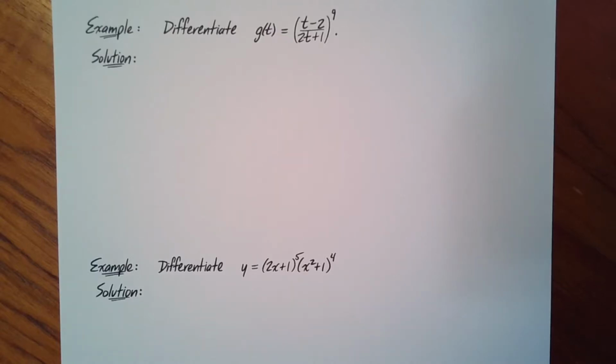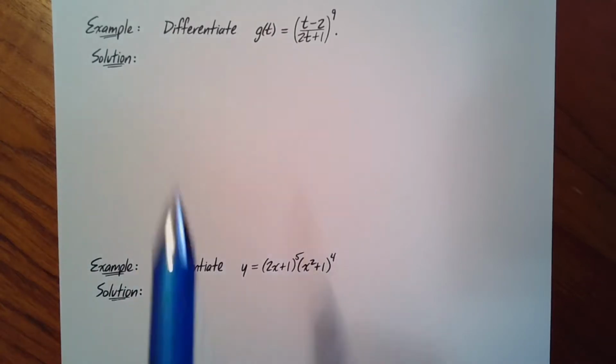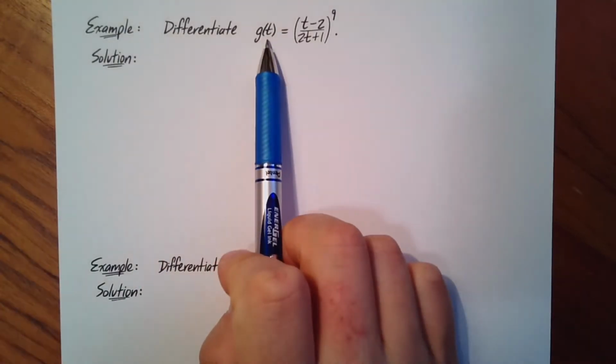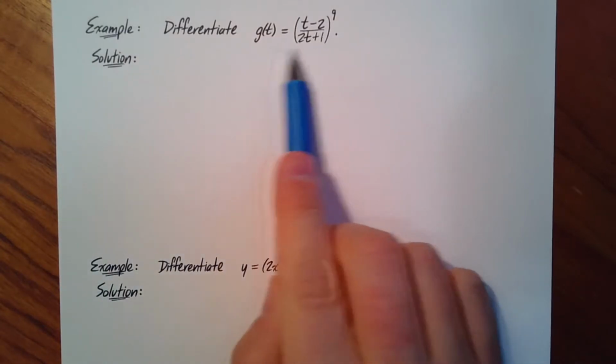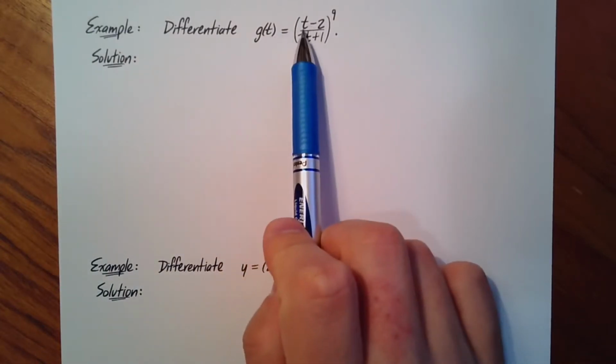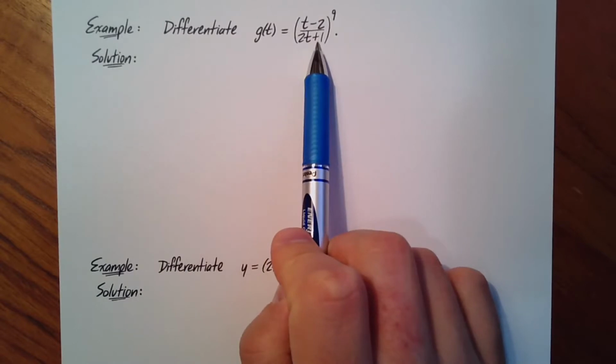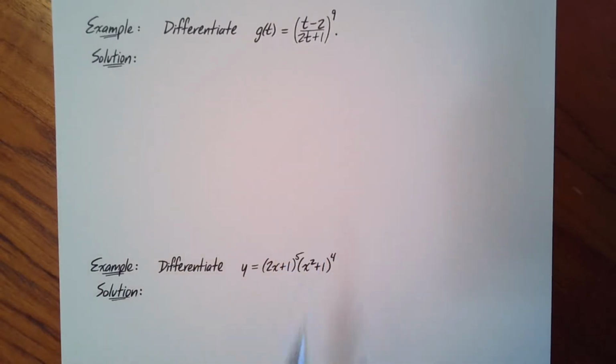Okay, so let's look at a couple of examples that get a little bit more difficult, where you start combining several rules at once. So here we've got a function g of t, so we get t as the variable this time, and here's the definition. g of t is this (t minus 2) over (2t plus 1), that entire fraction, all raised to the power of 9. So this is definitely going to be a chain rule application.